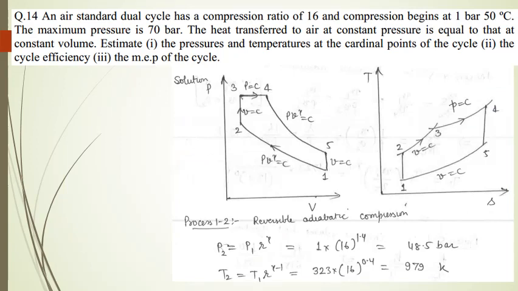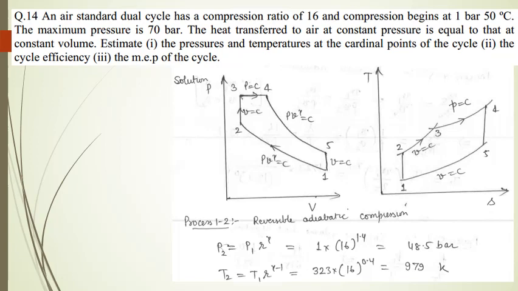An air standard dual cycle has a compression ratio of 16 and compression begins at 1 bar 50 degrees Celsius. The maximum pressure is 70 bar. The heat transferred to the air at constant pressure is equal to that at constant volume. Estimate the pressure and temperature at the cardinal points of the cycle, the cycle efficiency, and the mean effective pressure of the cycle.